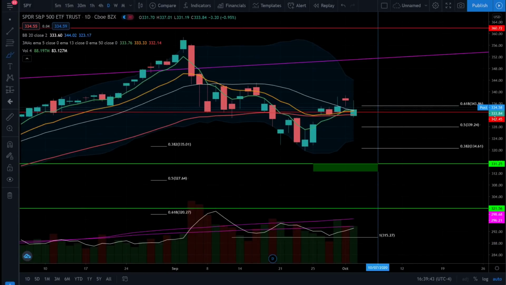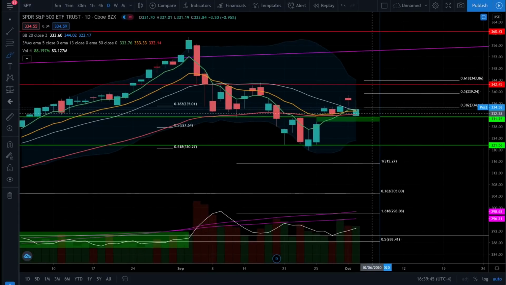So going back to the S&P 500, we still don't have that daily higher high, so we can't get too bullish on this market just yet. However, we do have a positive short-term bullish trend, and we do want to try to take advantage of that and try to buy off some of these support levels.